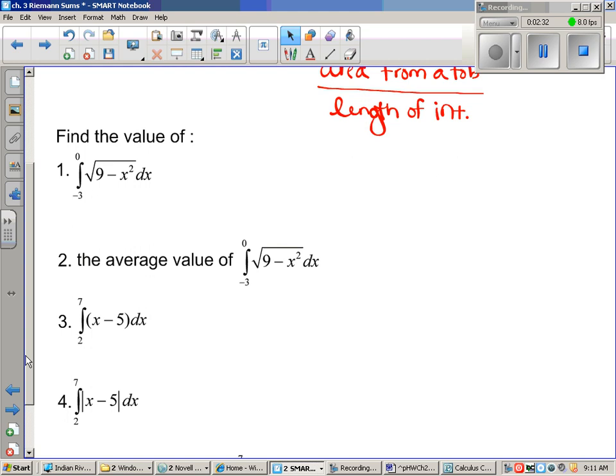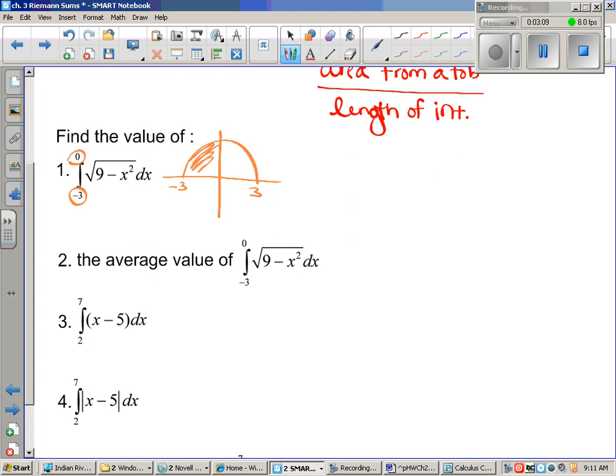Now looking at this next part, it says find the average value from -3 to 0 of the square root of 9 minus x squared. Now I want you to think about that, because up to this point in this school year, we haven't done any integrals or tricks for how to find the area, but I need you to do that. So what shape, what graph would this be? Hopefully you recognize this as being a half circle. This is a half circle with a radius of how much? Good, 3.